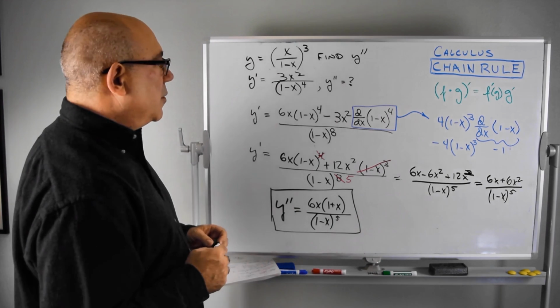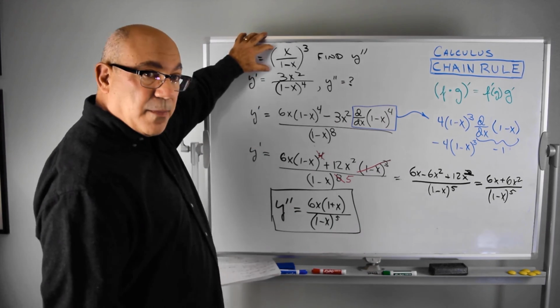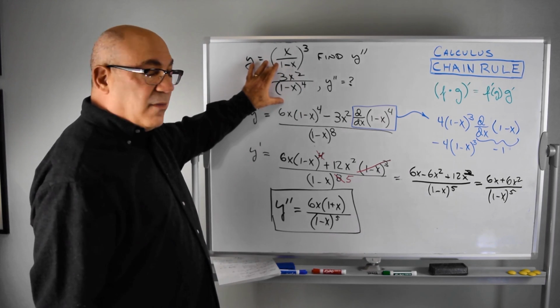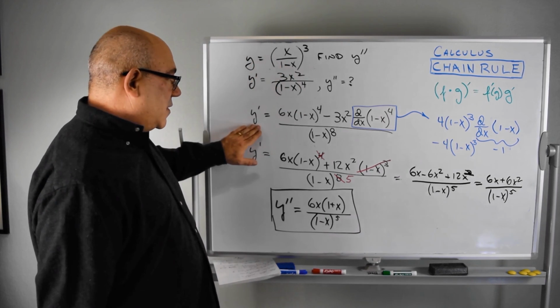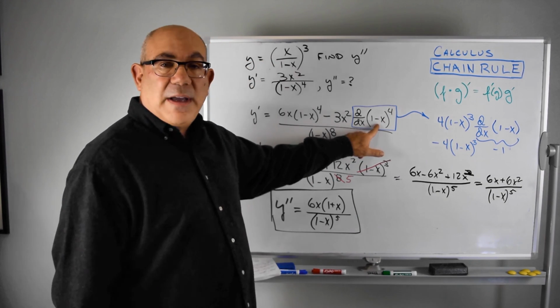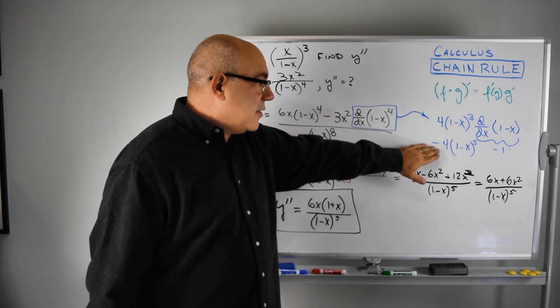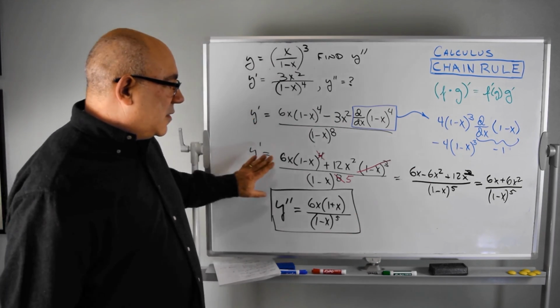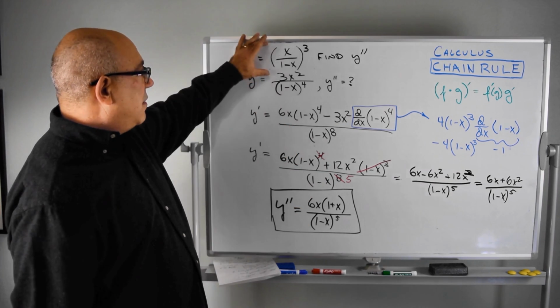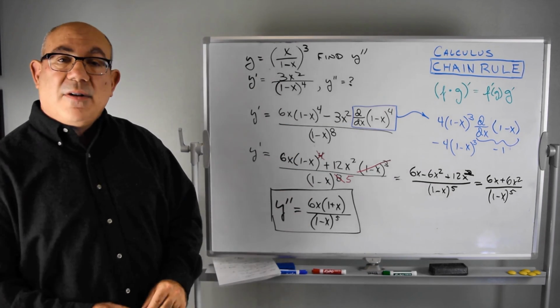So let's quickly review. We took this function, we found the first derivative of it, then we had to find the derivative of the first derivative, which was this function. We used the quotient rule to do so. Inside the quotient rule, we had a little chain rule problem, which we solved here, and then we simplified the expression algebraically, and we were able to bring this to this, and that's our answer.